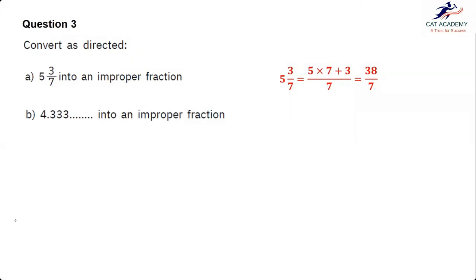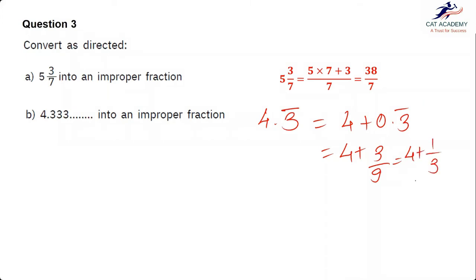Try this. Convert this into an improper fraction. So I know how to do this. This is 4.3 bar. Do you remember the trick? What do we do? We write it like 4 plus 0.3 bar. That is 4 plus 3 by 9. That is 4 plus 1 by 3. So that is 12 plus 1, 13 by 3. Okay? Right?